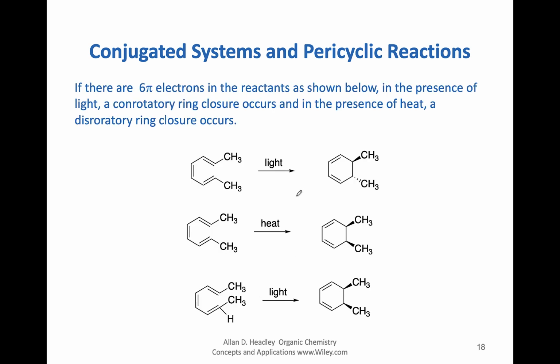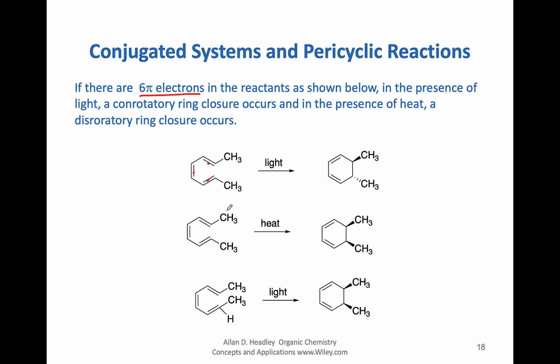So here are some systems here. This is a 6 pi electron system. So let's look at this. Why is it 6 pi? 2, 4, and 6. So using the previous table, we have light, and that would give us this type of closure shown here. Notice that these groups here are on the same side of the double bond, so doing that type of closure will give us the trans arrangement.